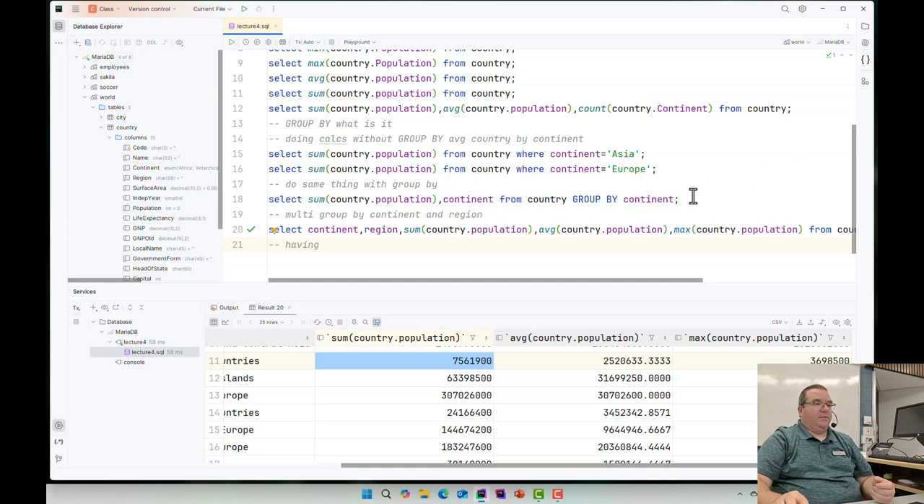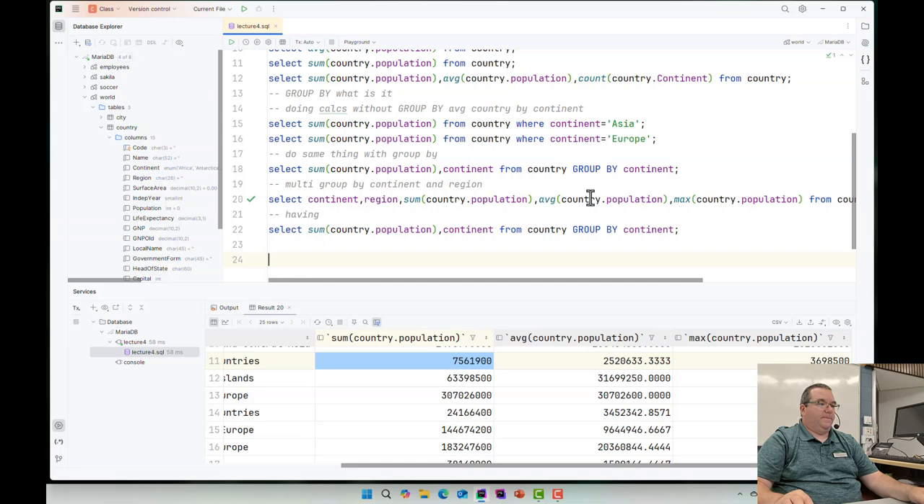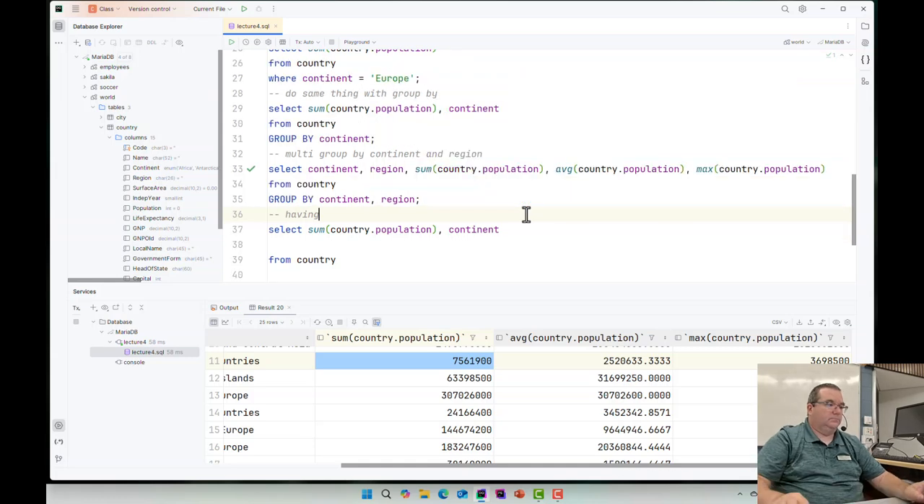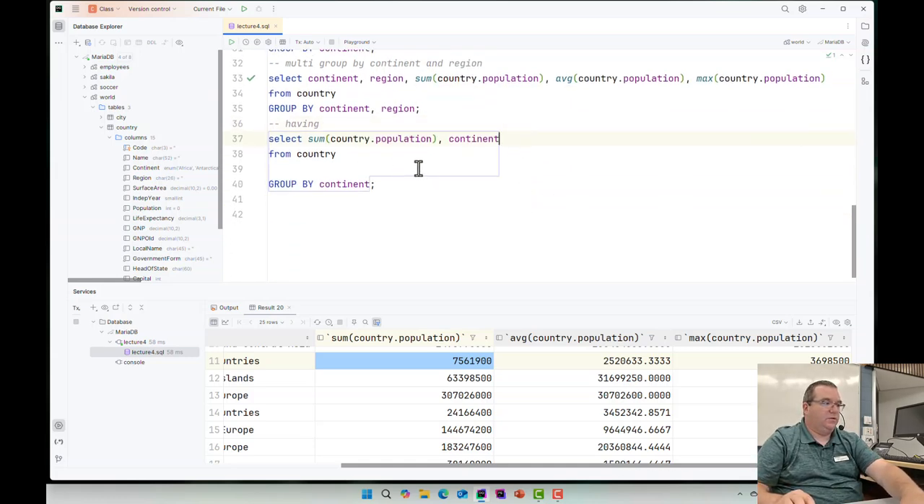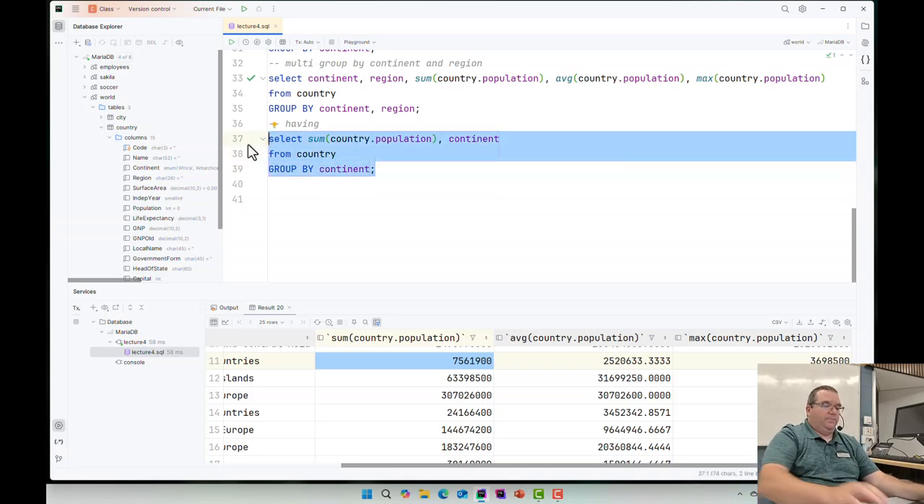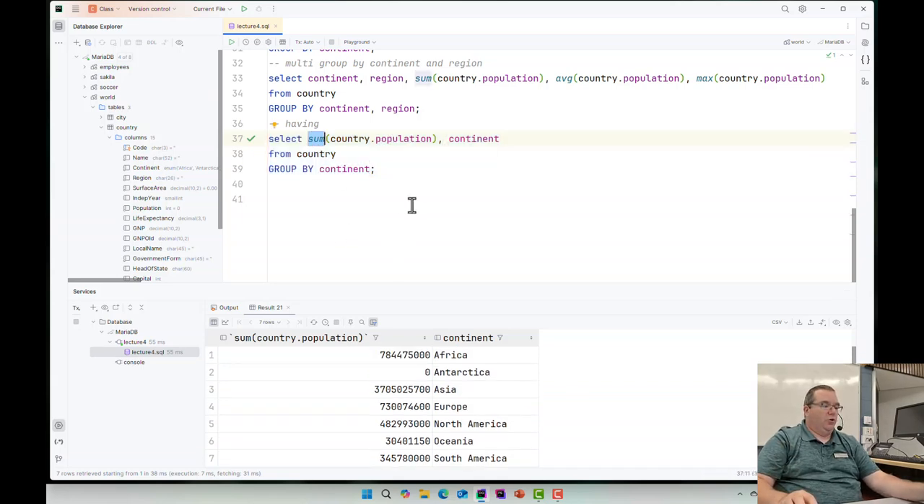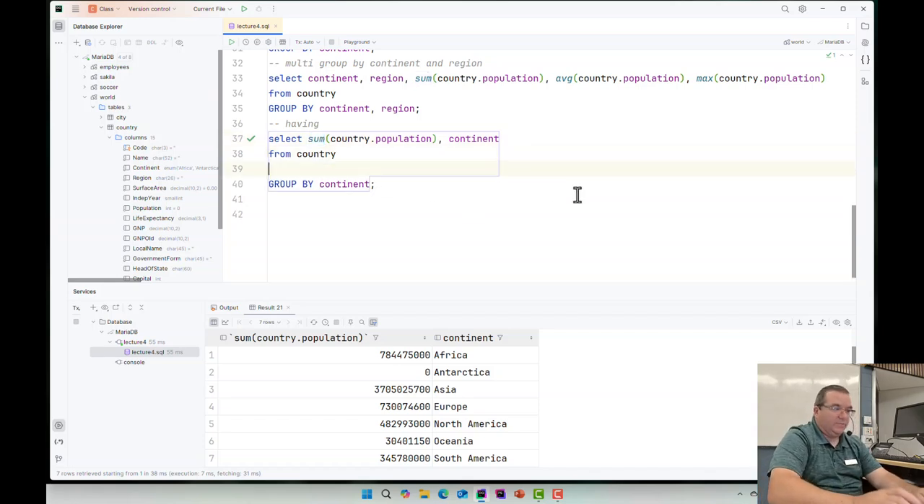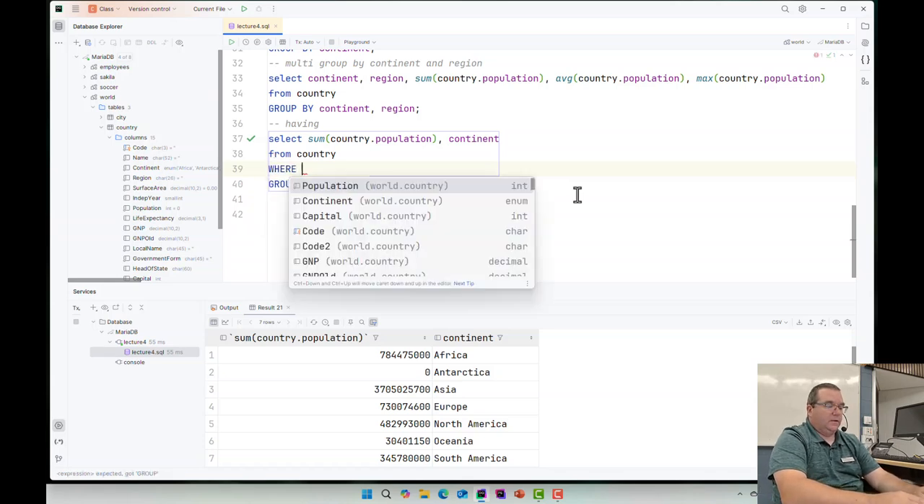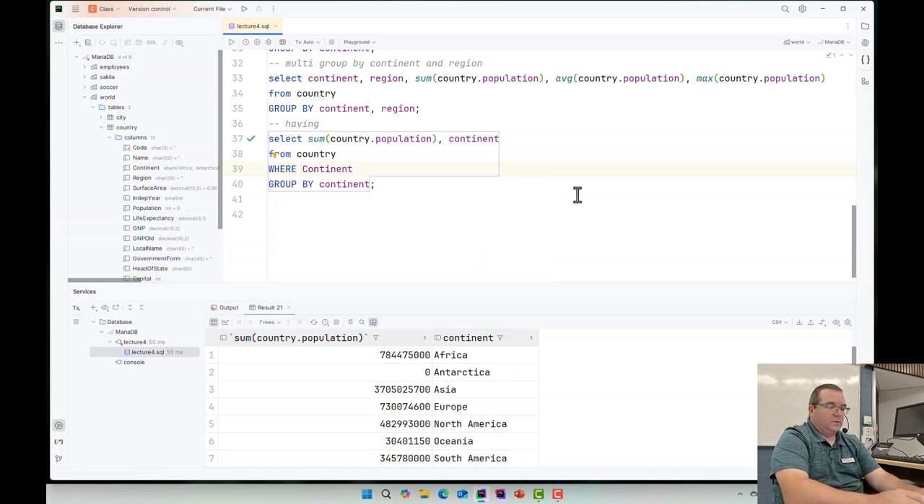So I will start with my clause right here. Okay. Let's format this so that it's going to be easier to read. All right. So this is our command that we ran. Here's the same thing we were using earlier. I'm going to add my WHERE clause. Where continent like.